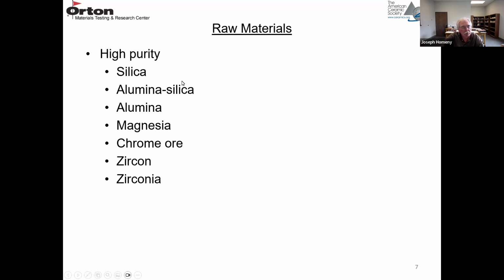So the raw materials for these, we've really discussed all of these. You're usually using a high purity version of any one of these raw materials. Silica, the alumina silica materials, there was a range of different alumina silica refractories based on alumina content, high alumina, magnesia, the chrome ore, zircon, and zirconia. So high purity versions of these raw materials make up the fused cast materials.